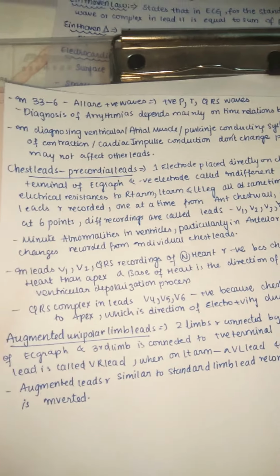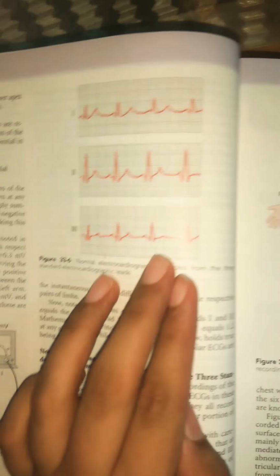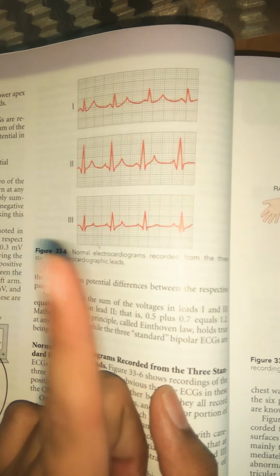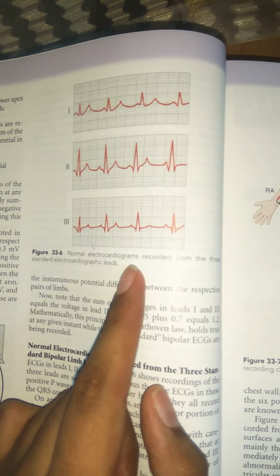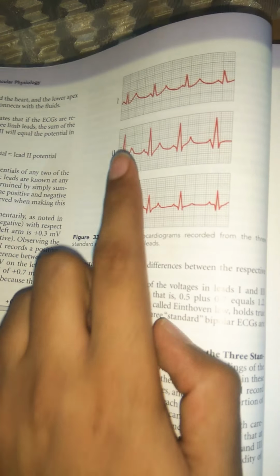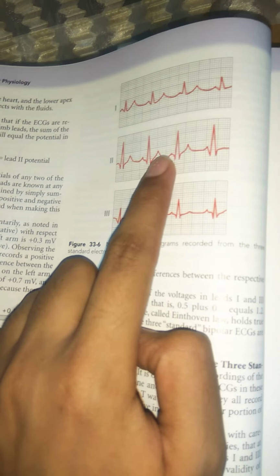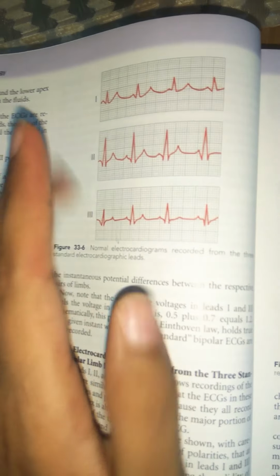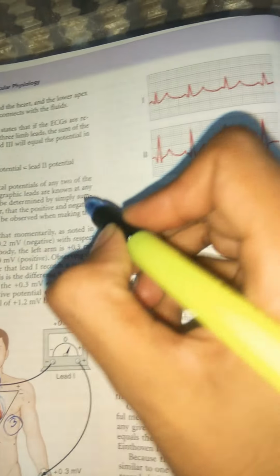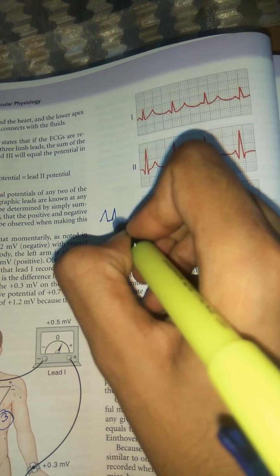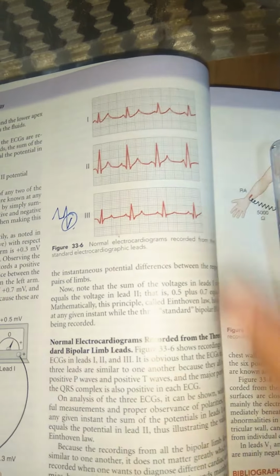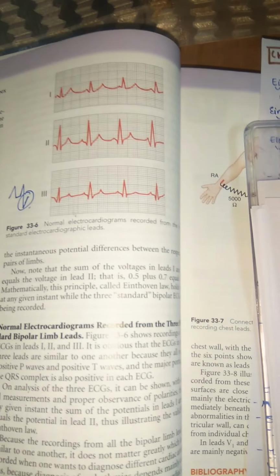And next, in our last part, we are going to see figure 13.33.6. Here you can see all are positive waves, that is we have a positive P wave. So where is our P wave? This is the P wave. We have a positive P wave, positive T wave, and positive QRS. Negative means this part is missing from the normal ECG. Here in all three leads, all are positive waves because all are moving in the upward direction.